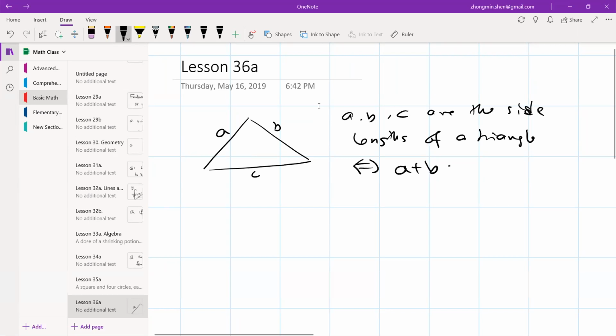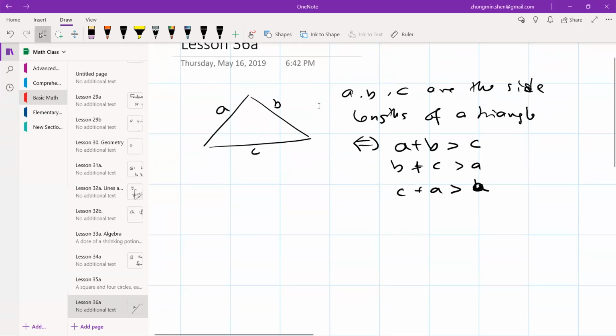So A plus B should be greater than C. Clear, right? And B plus C should be greater than A, and C plus A should be greater than B. Those are called triangle inequalities. Why? Because if A and B added together are smaller than or equal to C, you're not going to make a triangle. No matter how, you cannot touch together. If the base is C, you're not going to make a triangle, so it's obvious. That's the first thing.